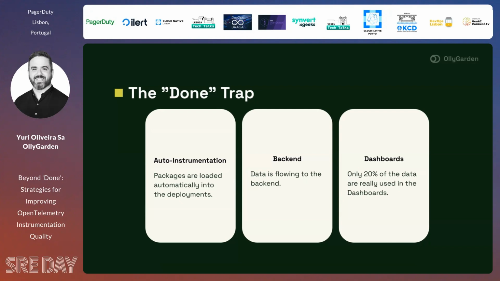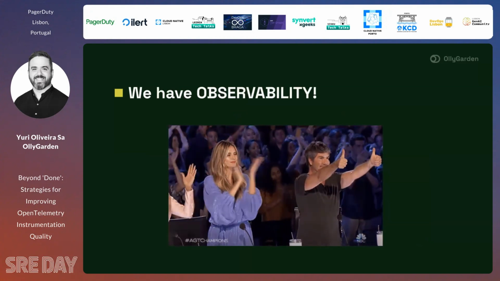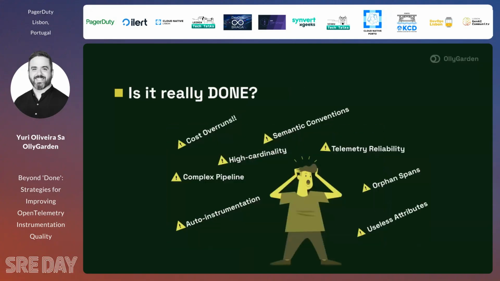But as our colleague just mentioned in the previous talk, only about 20% or 50% of the data is really used. But the data are there. The dashboards, again, are amazing. And your SREs at 2 a.m. are really using this data, generating real value for your business based on the data you just generated. At the end of the day, the company is happy. We have observability. But is it really done?